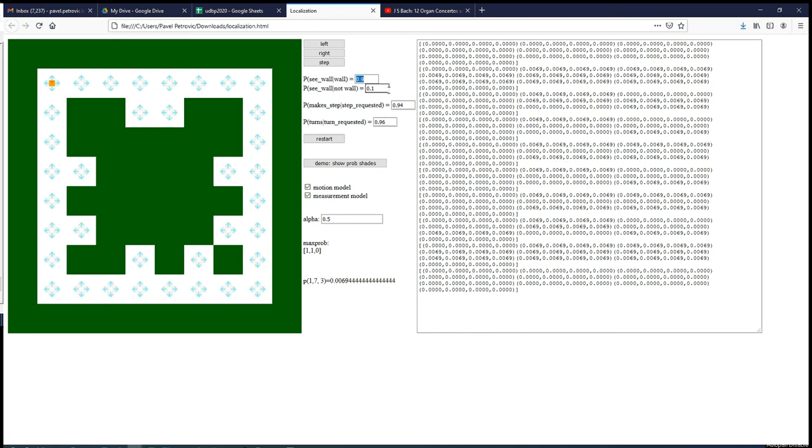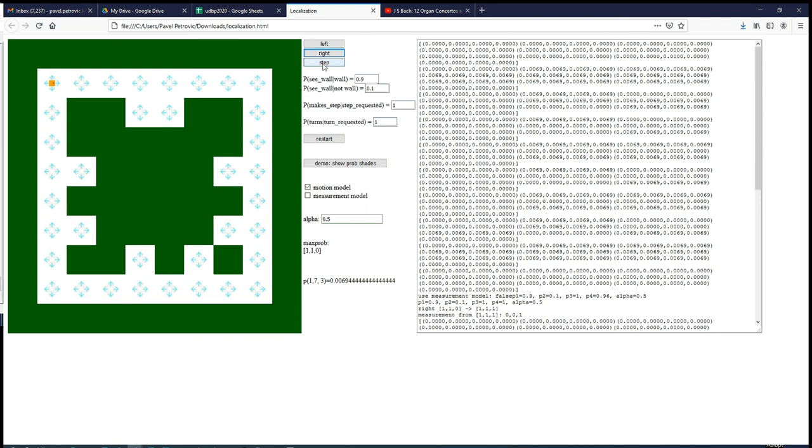This is P1, this is P2, this is P3, and this is P4. You can always restart it. And you can use the motion model, or the measurement model, or nothing, right? So if you would just use the motion model, given this difficult situation, maybe we can first start with 1 and 1. Then let's turn to the right. This will do nothing, just rotate all the cells. And then we would go forward.